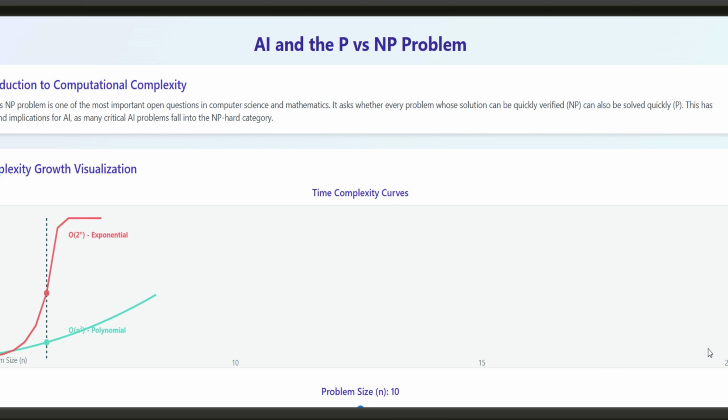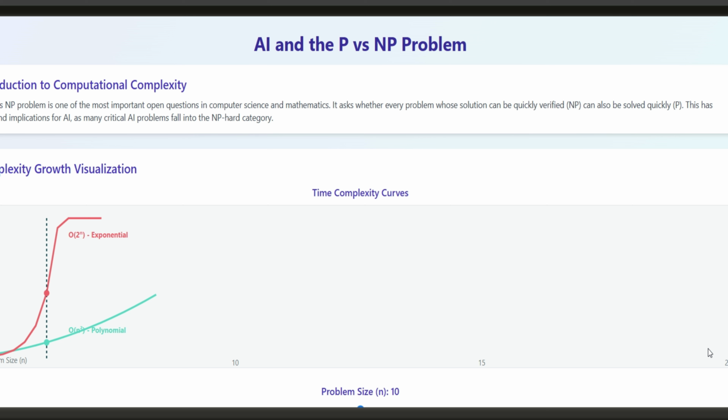Alright, so let's start by talking about what this P versus NP problem actually is. It is one of the most well-known open questions in computer science, and the question it asks is simple to state, but extremely hard to answer. If a solution to a problem can be checked quickly, can it also be found quickly?